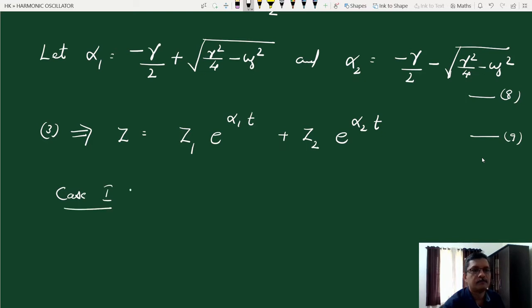Case 1, this is called an underdamped oscillator.